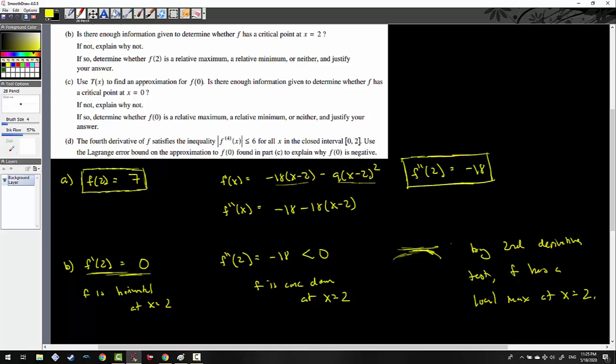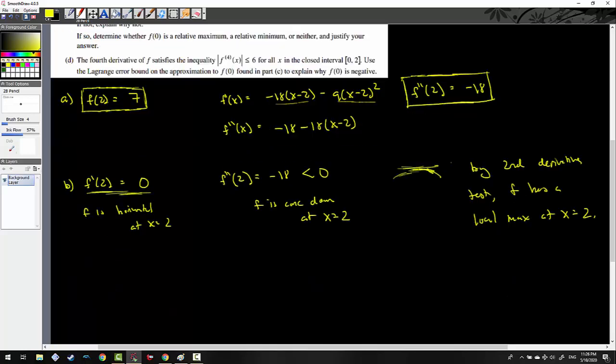My apologies. Okay. Part C says use T of x to find an approximation for f of 0. And then, is there enough information to determine whether f has a critical point at 0? Okay, well, we can do that. F of 0 is going to be 7 minus 9 times negative 2 squared, minus 3 times negative 2 to the third. And you can leave it like that if you wanted to, or again, on the AP exam, you don't have to simplify anything. If you decide to simplify, you'll end up getting a total of negative 5.